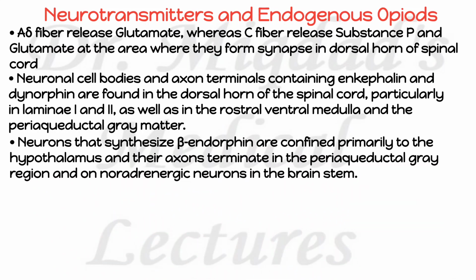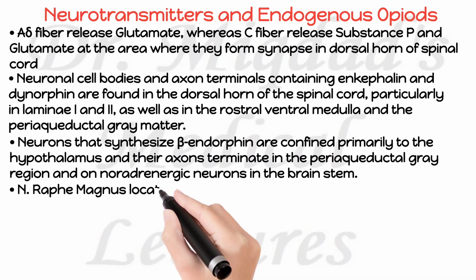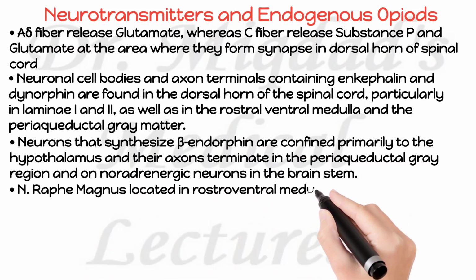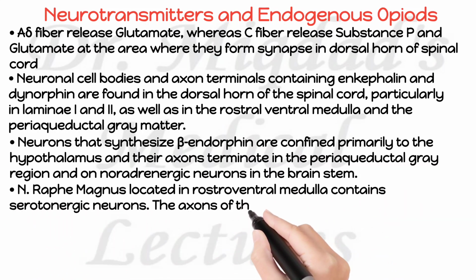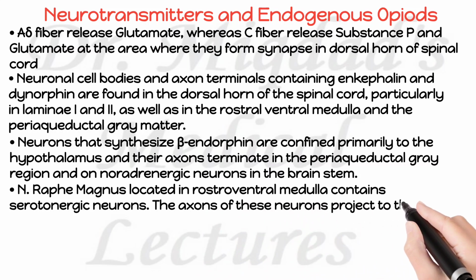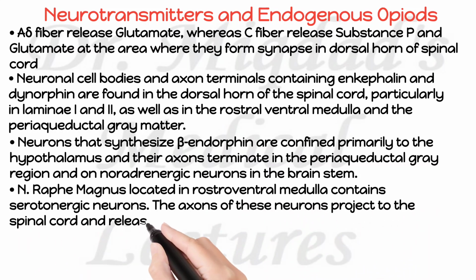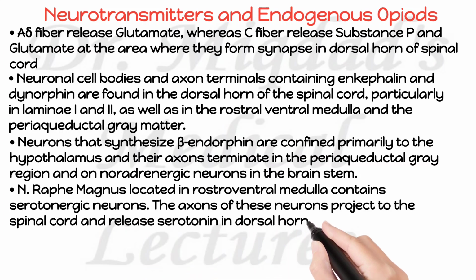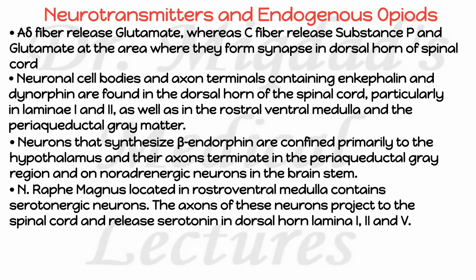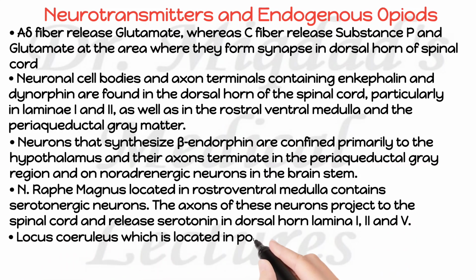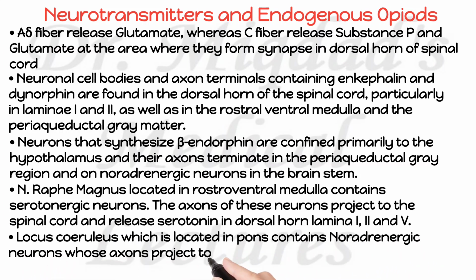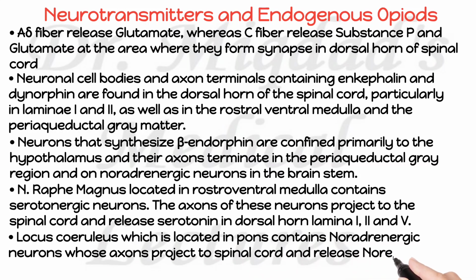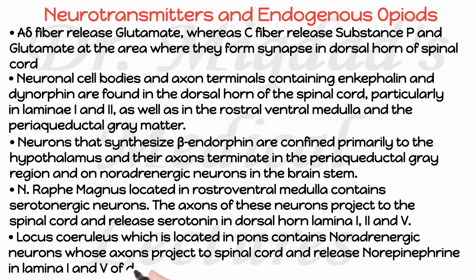Next comes the nucleus raphe, which is located in the rostroventral medulla and contains serotonergic neurons. The axons of these neurons project to the spinal cord and release serotonin in dorsal horn laminae 1, 2 and 5. Finally, the locus ceruleus. It is located in the pons and contains noradrenergic neurons whose axons project to the spinal cord and release norepinephrine in laminae 1 and 5 of the dorsal horn.